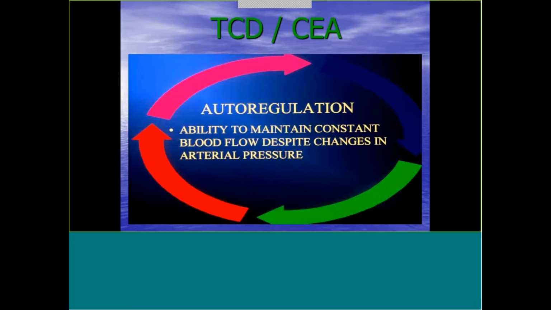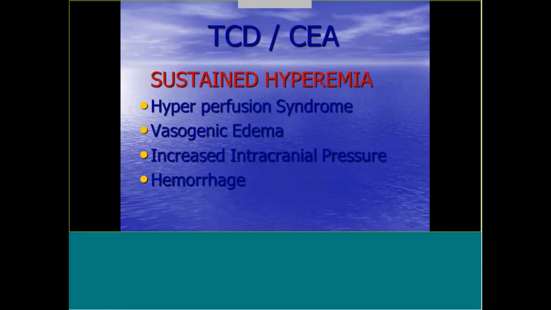Remember that autoregulation is the ability of the blood vessels of our brain to maintain constant flow despite changes in pressure. So your vessels should be able to dilate and constrict during changes. If they don't do this, they're vasoparalyzed, and they can't do it. So the first thing I do, if I have a sustained hyperemia, is I let anesthesia know. So I'm in their arena already.